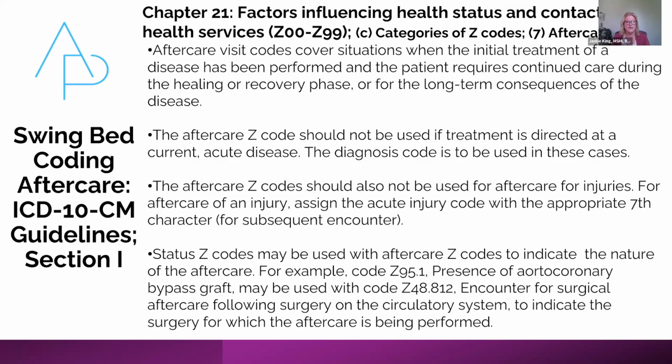So let's say a patient's coming in for an encounter for surgical aftercare, having had surgery on the circulatory system. So that is a Z48.812. But why don't we tell the rest of the story? We know that they had a CABG. We know they had a coronary artery bypass graft, and that's what their surgery was. So let's add a Z95.1, indicating that there is a presence of an autologous coronary bypass graft, telling the rest of the story. That's absolutely okay, and that is right in the guidelines.